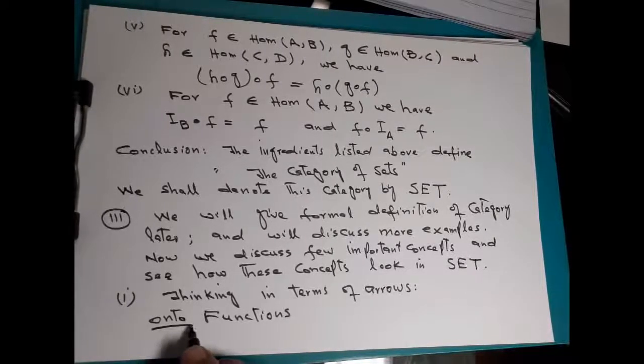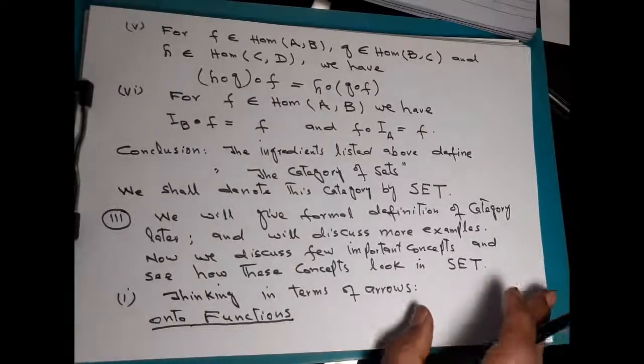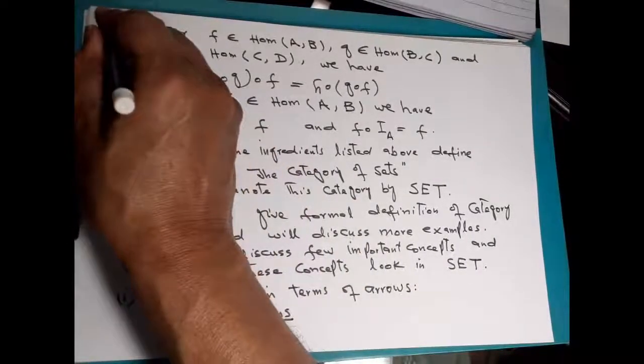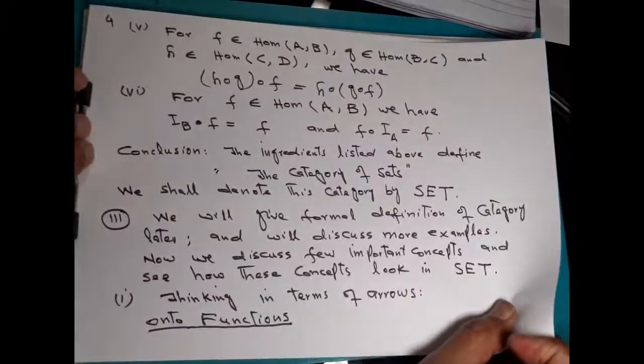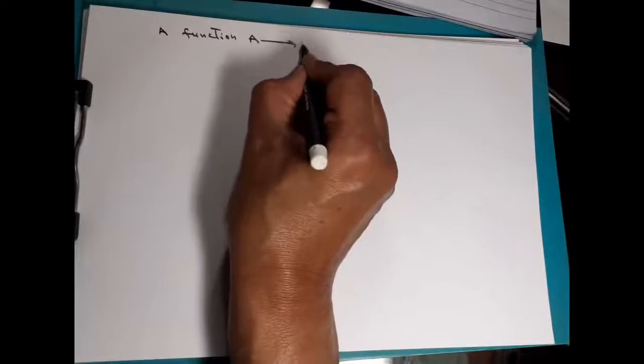Onto functions. Let me recall the concept of onto function for you, and you already know what this concept is. I'm simply recalling the concept. So let me recall the definition of function. F from set A to set B. A is domain, B is codomain.